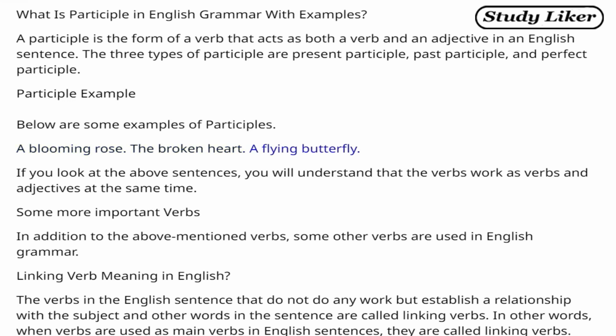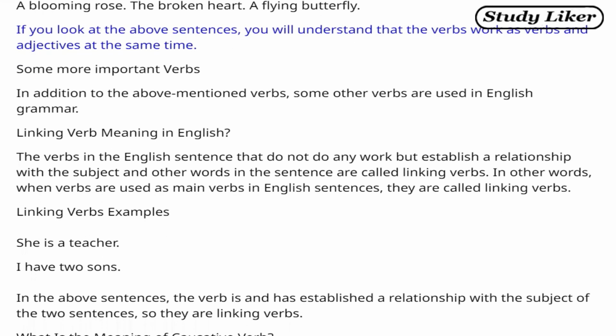A flying butterfly. If you look at the above sentences, you will understand that the verbs work as verbs and adjectives at the same time. Some more important verbs. In addition to the above mentioned verbs, some other verbs are used in English grammar.